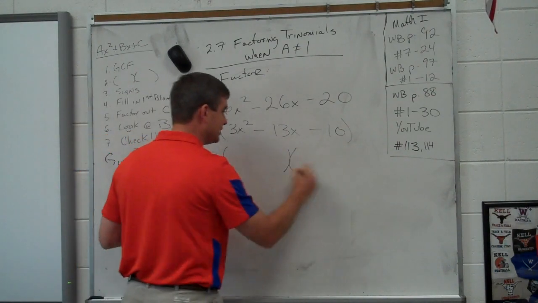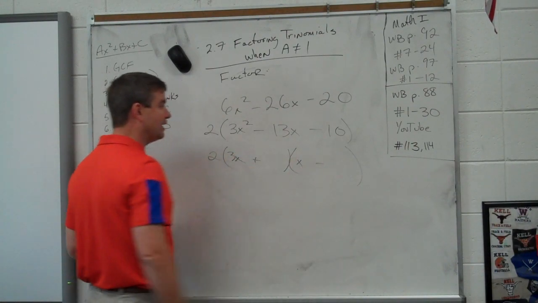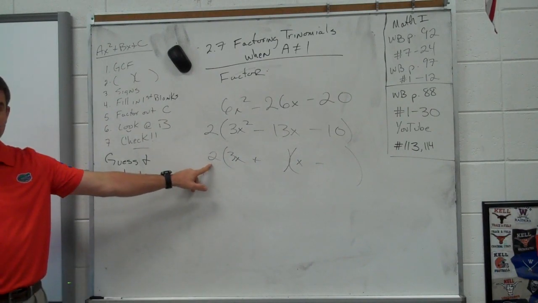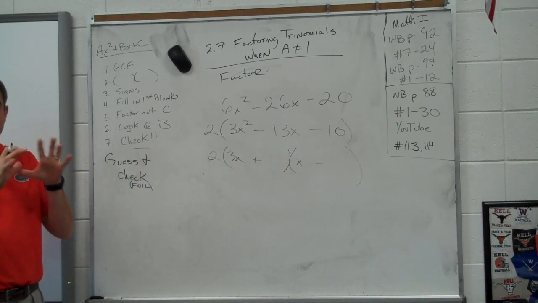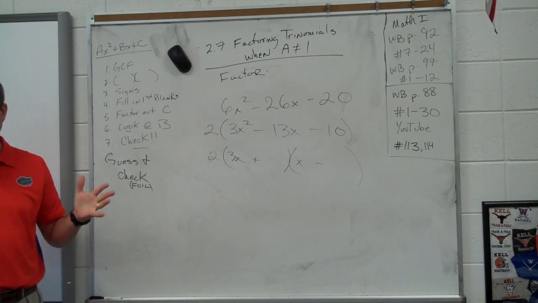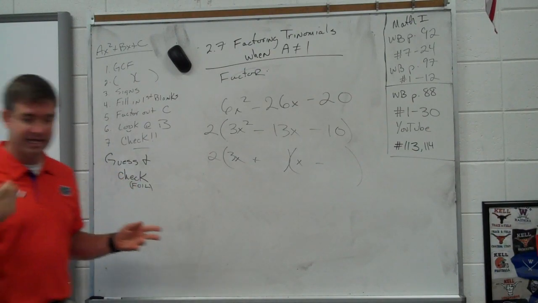So we got 2, parentheses, parentheses. We know 3x and x. We know plus and minus. Wait, we put the 2 out the front. The 2's just hanging out front. We pulled it out to the front. It just hangs out front. Good question. All right, I went a little fast. Did I miss anybody? Nope. Okay, now what do we do? What's the next step?